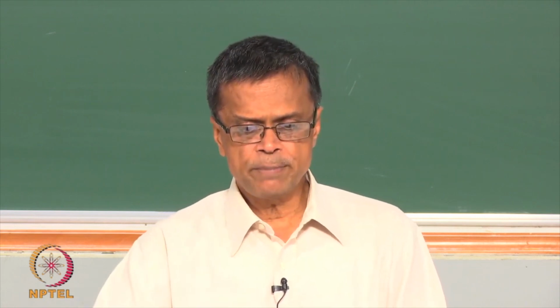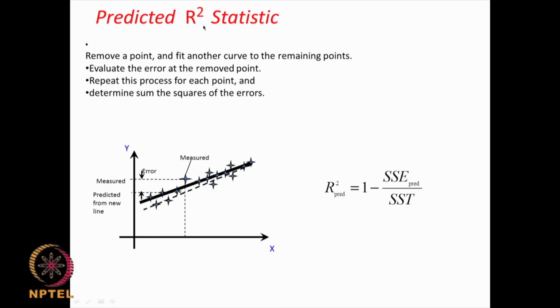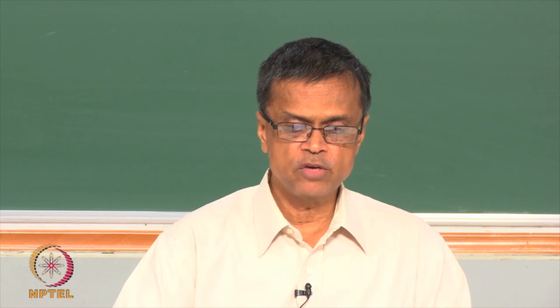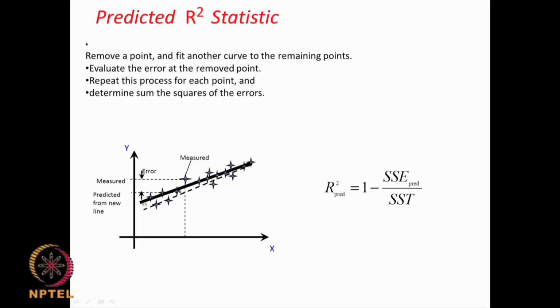So, this r square predicted gives you an indication of how good the model is able to predict, whereas the previous two, r square and r square adjusted, are talking about how good the fit is, whereas r square predicted tells you how good the predictive capability of the model is. So, how do you do this? Suppose you have 10 points, what you do is you remove 1 point and fit your model, fit your relationship, say y equal to ax plus b, to the 9 points, and then using that you try to predict for the 10th point.